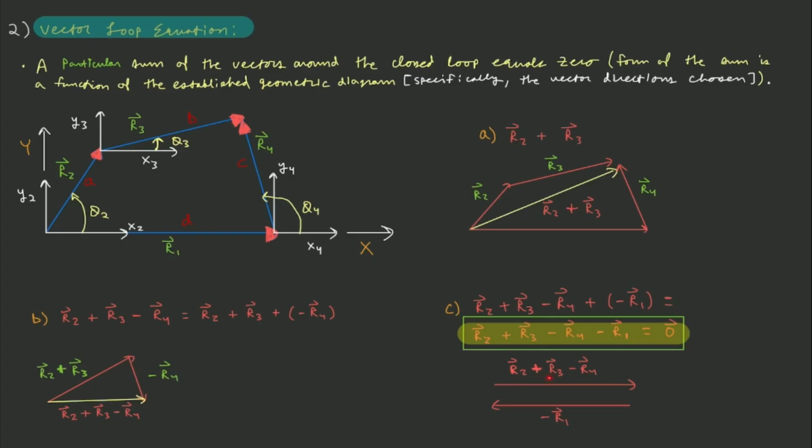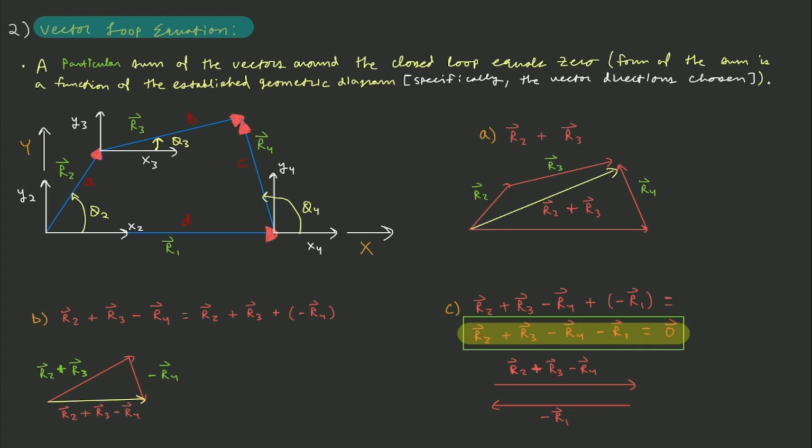Now, R2 plus R3 minus R4 added to negative R1 is such that we have a vector that goes horizontally like this, and a vector that goes horizontally in the opposite direction like this. If you add this vector to this vector, the sum is 0. So essentially what we've done here is we found an equation that closes the position of the linkage. So R2 plus R3 minus R4 minus R1 is equal to 0.